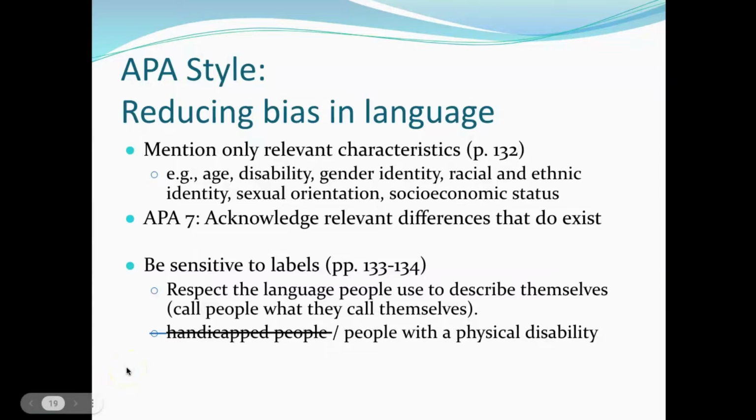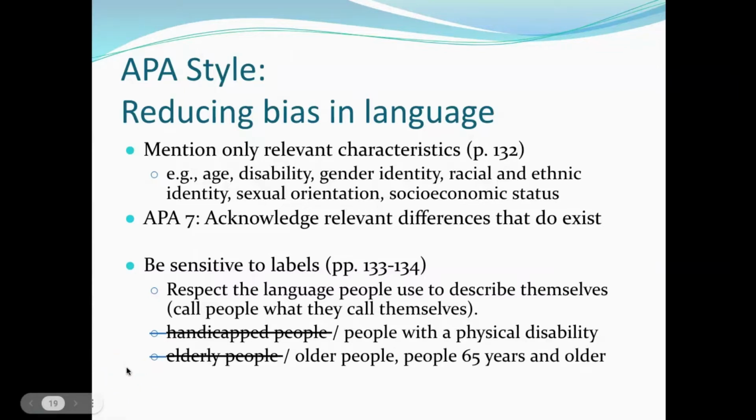So there's a few terms like handicapped and elderly that are no longer preferred in writing in the APA style. So for example, instead of handicap, you would use the phrase people with a physical disability. Instead of the word elderly, you could use the word older, or it's even better if you can get more specific. For example, people 65 years and older, or whatever specific age range you're talking about.